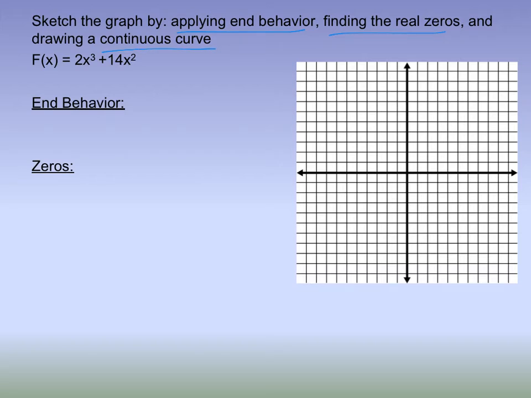For my end behavior, I noticed that I have my largest exponent of 3. So I have a positive odd function. It's positive because my coefficient is a positive 2, and it's odd because it has an odd degree. So since I have a positive odd function, on my left side, the function is going to fall, and on the right side, it's going to rise. To find my zeros, again, I'm going to set my function equal to 0.